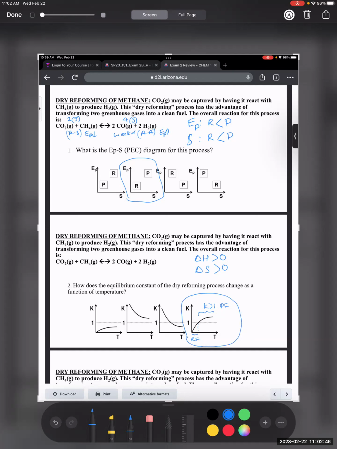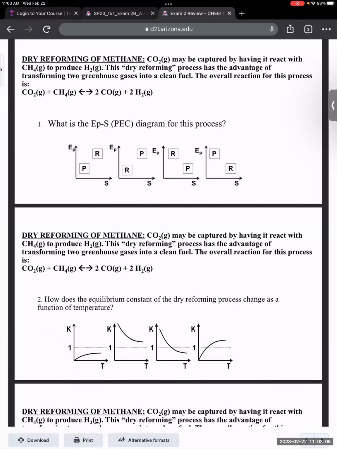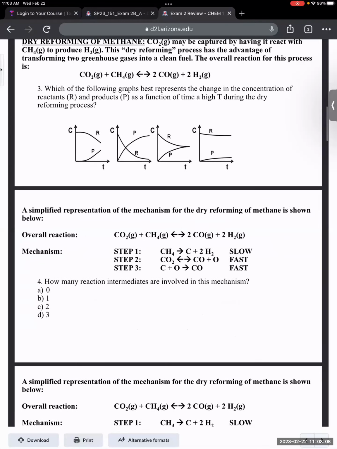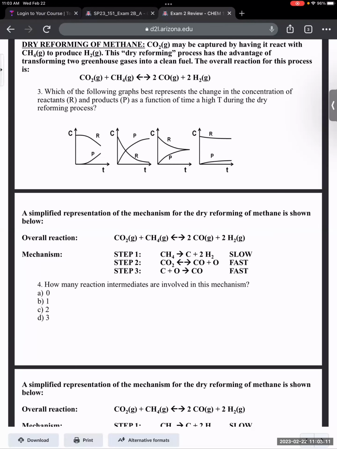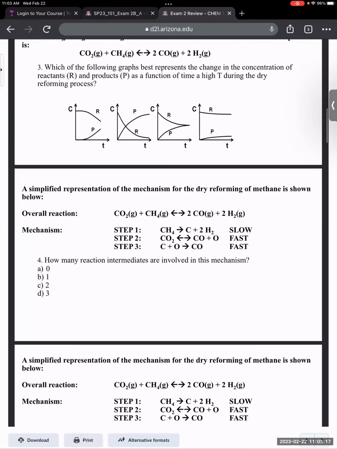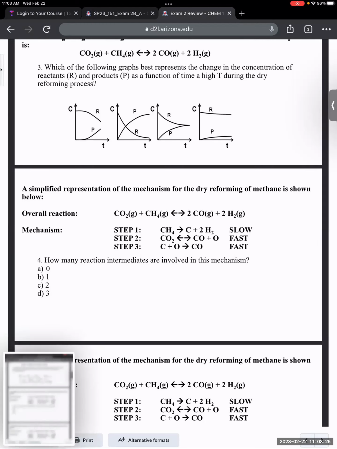Remember one thing: K greater than 1 means product favored, and K less than 1 means we have more reactants than products at equilibrium, meaning reactant favored. This is a reminder about what is involved there. Moving on to question 3. We're still on thermodynamics here, but usually this exam is more focused on reaction kinetics. But still, we need to know this background on thermodynamics, so let's do this question as well.